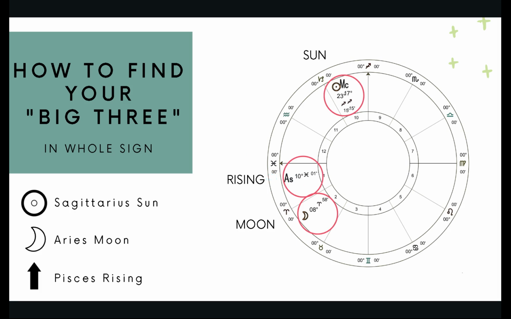And if I want to find my sun sign, I look for the symbol, that's sun. And here it is in Sag at 23 degrees and 15 minutes. If I want to find my moon, I look for the little moon glyph. And then here it is with 8 degrees in Aries and 59 minutes.